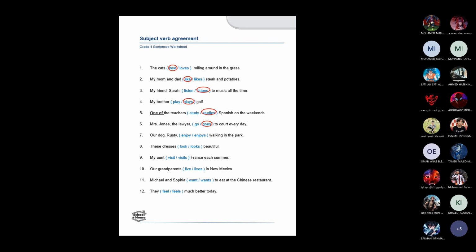Yes, Mr. Hamoud, number seven. Our dog Rusty enjoys walking on the back. The first one, without S. Why? Because he's one dog, so one dog means singular. So the verb must end in S. I discussed this point and I said any verb that ends in S, its subject is singular. So what is the correct choice? Enjoys, yes. Because we are talking about our dog and it's singular, so the verb must end in S. Understand? Got it? Okay.